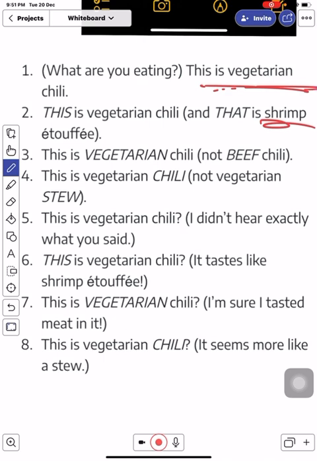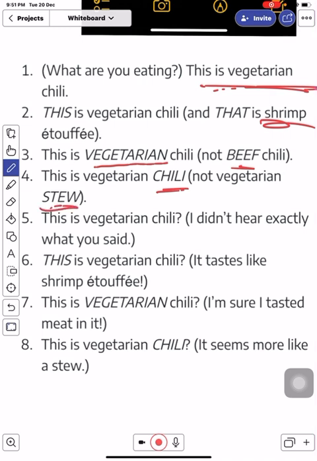The third example: this is vegetarian chili and not beef chili. So we're emphasizing it being vegetarian and not beef. So these are examples at the level of intonation. The next example: this is vegetarian chili and not vegetarian stew. This is vegetarian chili, specifically a type of chili dish and not a stew dish.